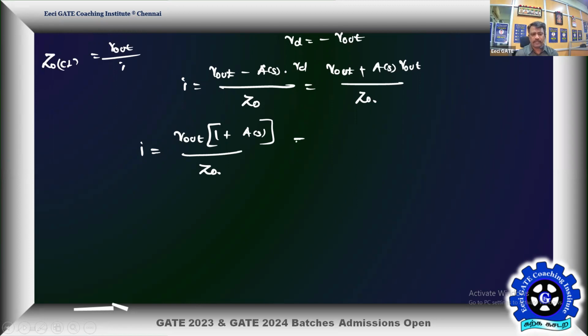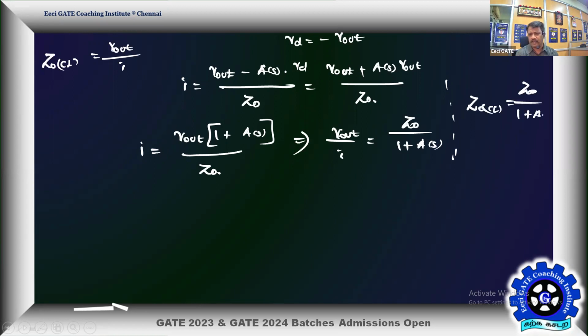Okay, the focus is on getting V out by I. That's our closed loop output impedance. So V out by I is equal to what you get is Z naught by 1 plus A of S. Okay, so you know that straight away. If it is a normal setup, you know that Z naught closed loop is equal to Z naught by 1 plus A naught into beta.